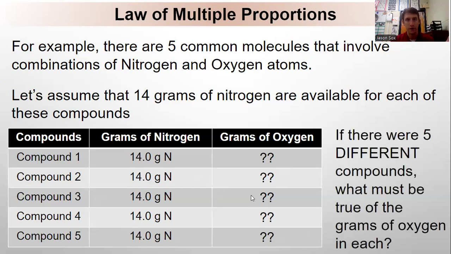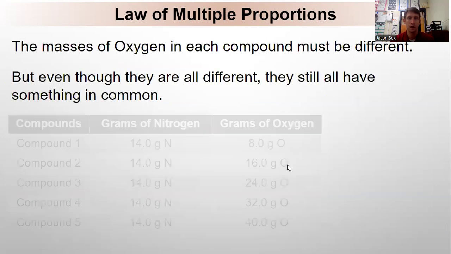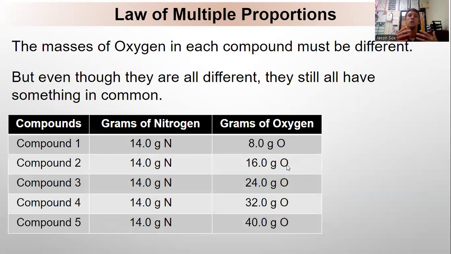Well, if we have five different compounds and they have the same amount of nitrogen, then to be different from one another, we would expect the grams of oxygen to be different from one another. And that's really all the law of multiple proportions says: each unique compound has its own unique combination of masses per element. Now, if we dive into this a little further, if we know something about one of these compounds, we can multiply and divide and do some ratios and actually figure out the composition of some of these other compounds.